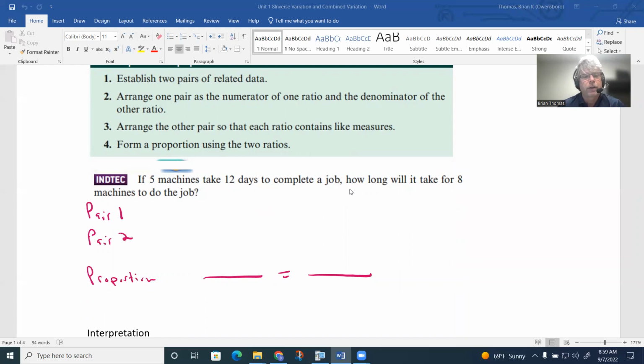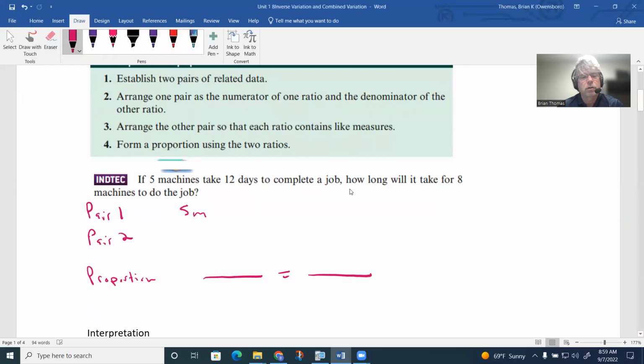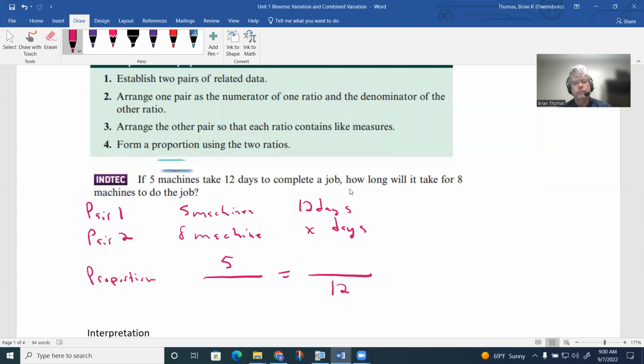Notice how it takes 5 machines 12 days. How long will it take 8 machines? Notice how I have machines to days, so the 8 has got to go over here on this side. 8 machines is going to take how many days? What they're saying to do here is, when I write my proportion, the 5 machines is going to be the numerator of one, and the 12 days becomes the denominator of the other.